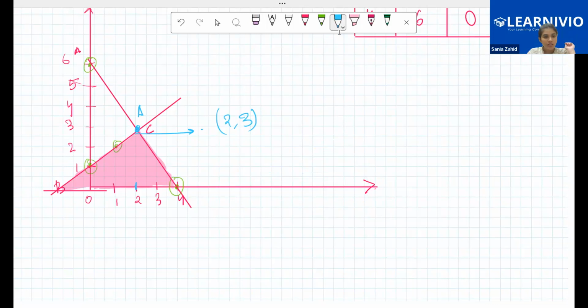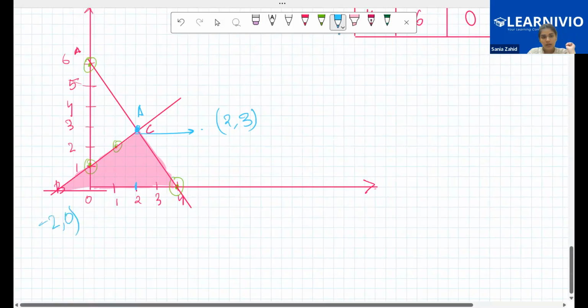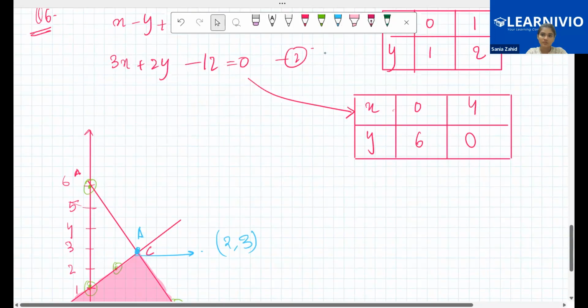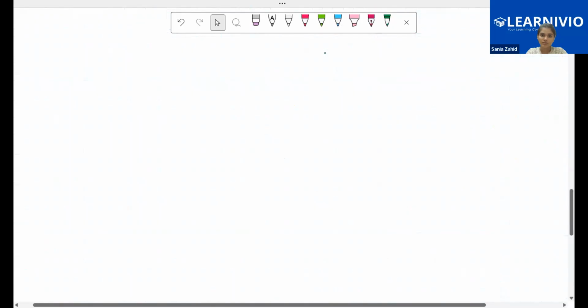This 2 comma 3, then you have this is minus 2 comma 0. And here it is 4 comma 0. Alright? This is the solution.